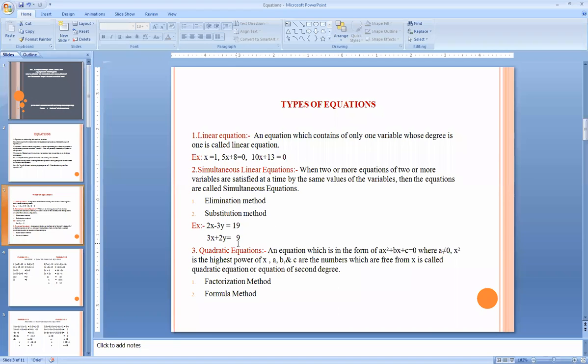But in the examination, according to your syllabus, you people have to study only this in case of simultaneous equations. There are basically four methods, but only the elimination and substitution methods are going to be asked in an exam.